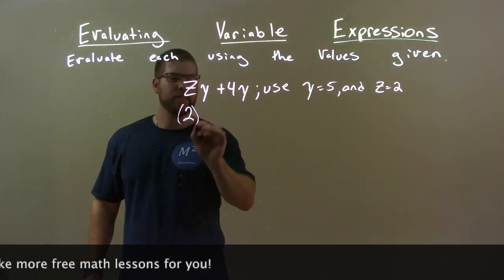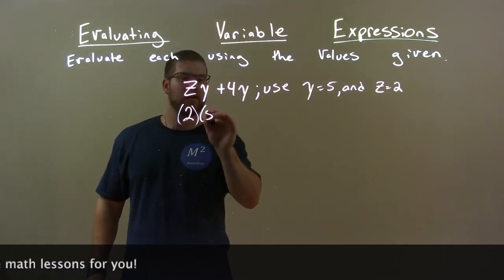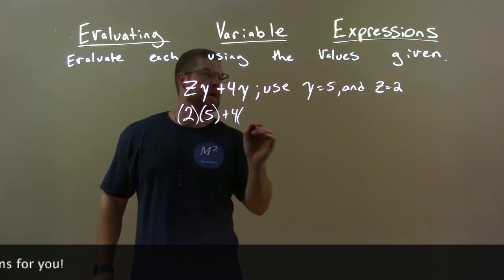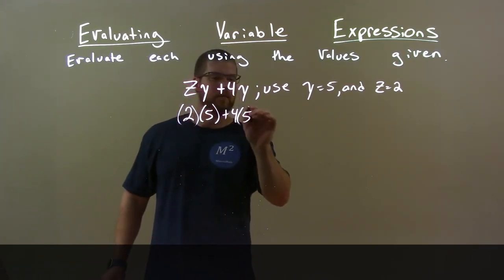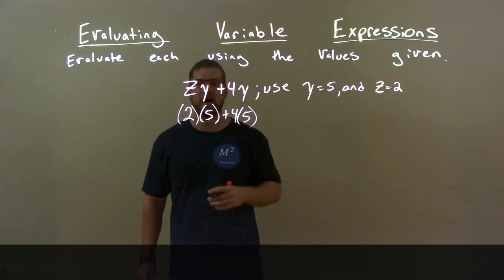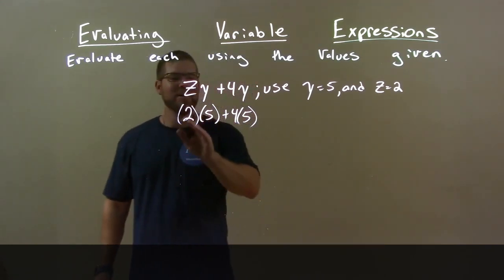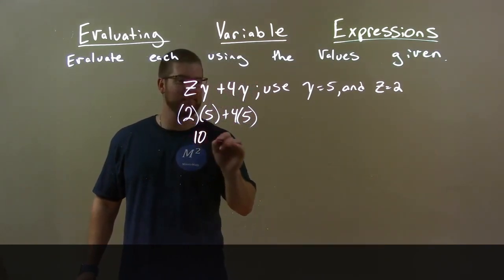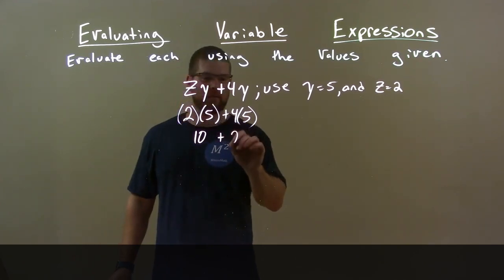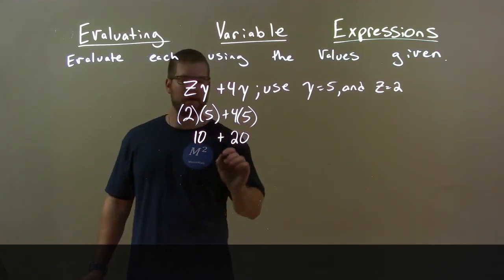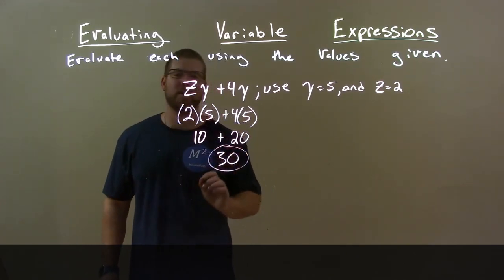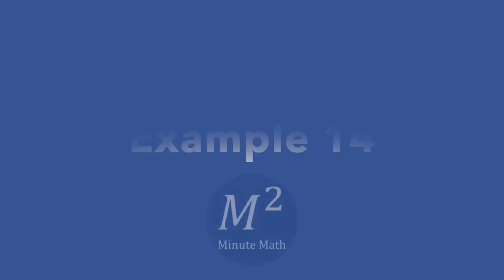So we have 2 here, then y is 5, plus 4 times y, which is 5. All right, now it's time to simplify. 2 times 5 is 10, and 4 times 5 is 20. Now 10 plus 20 is 30, so our final answer here is just 30.